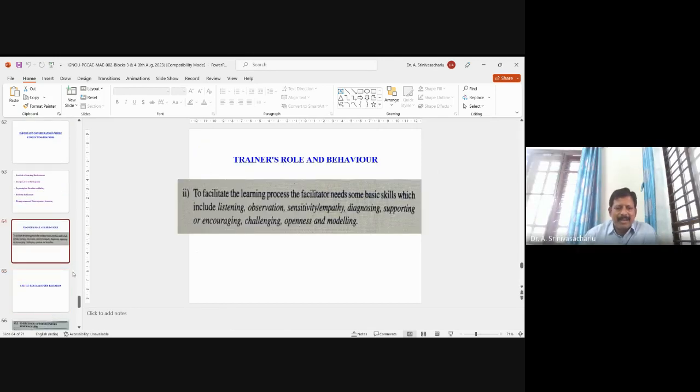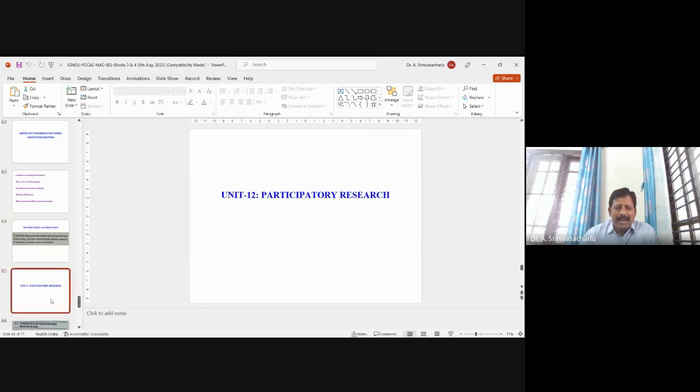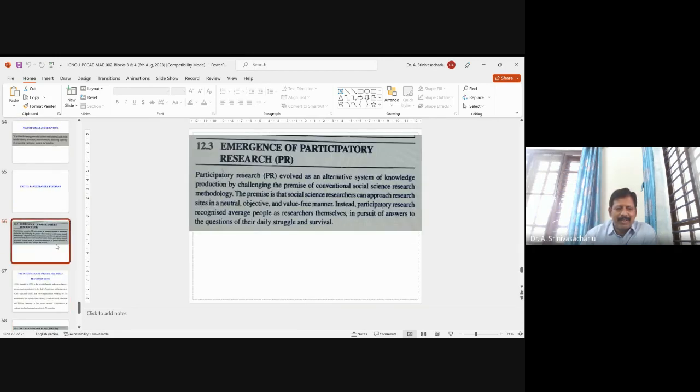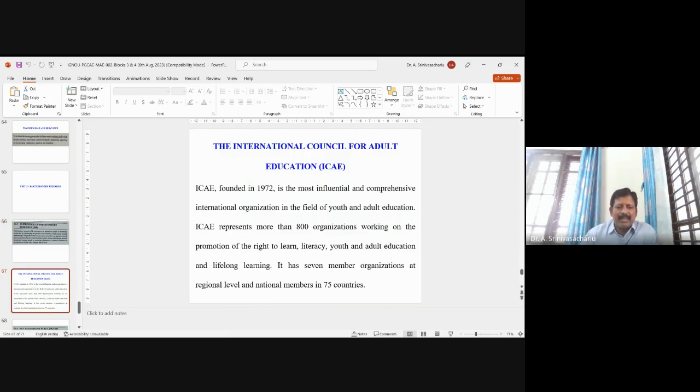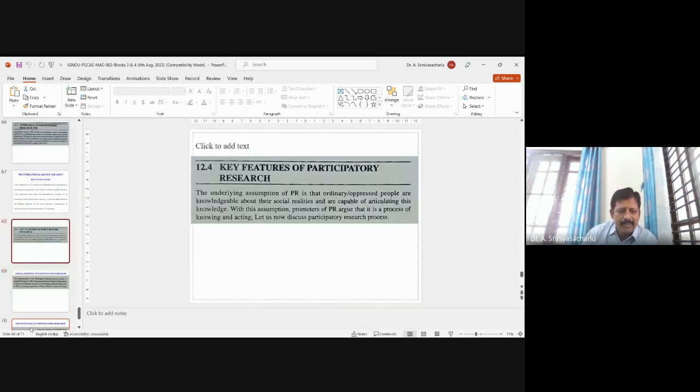Trainers' role and behavior. Participatory research compared to conventional research. In participatory research, he can speak to the adults and their opinion, everything becomes more important. Especially remember this organization, ICAE, the International Council for Adult Education. It is there throughout, in 75 countries.